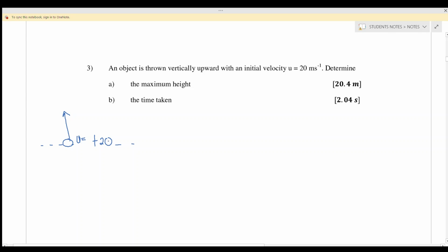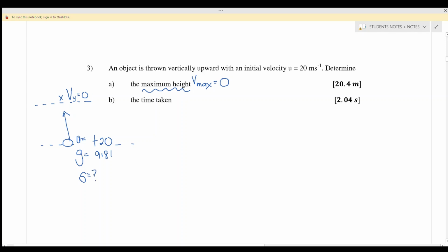Determine the maximum height. So when it reaches the maximum height, remember, your velocity for the y component will equal 0, because it already reaches the maximum and cannot move higher again. So you must remember that when the question says maximum height, your v at maximum height will always equal 0. And another piece of information that we have is g equals 9.81. So we want to find the maximum height.